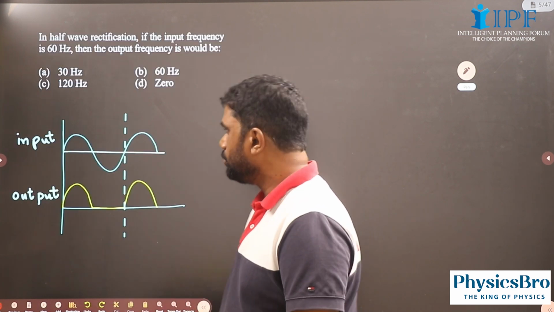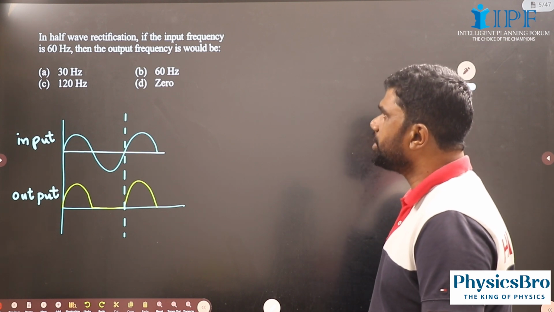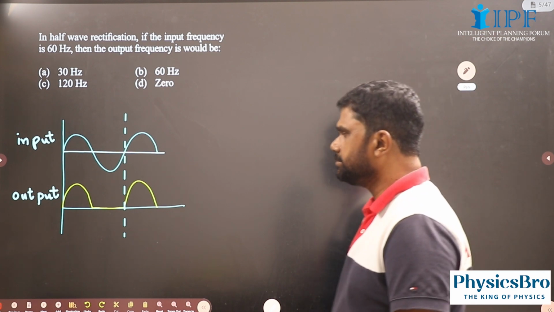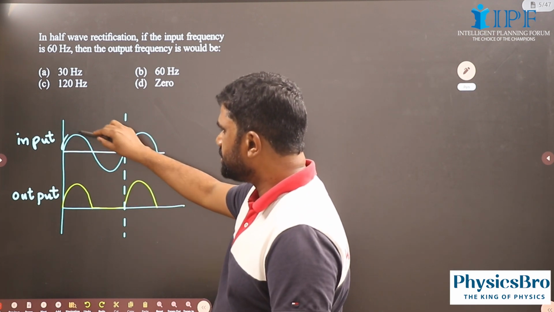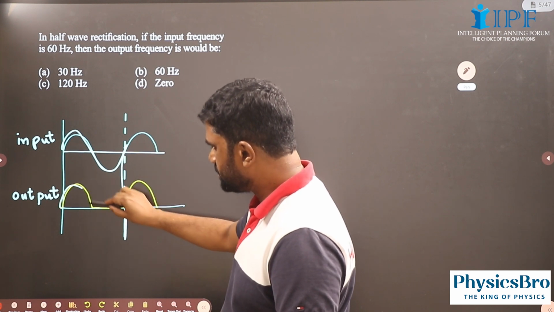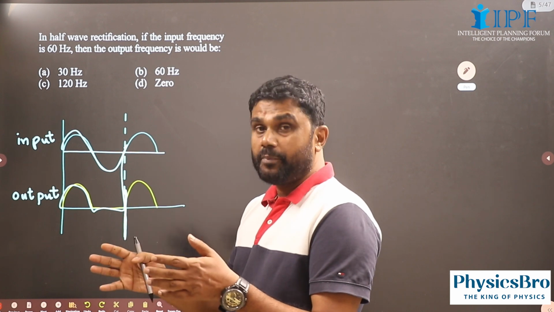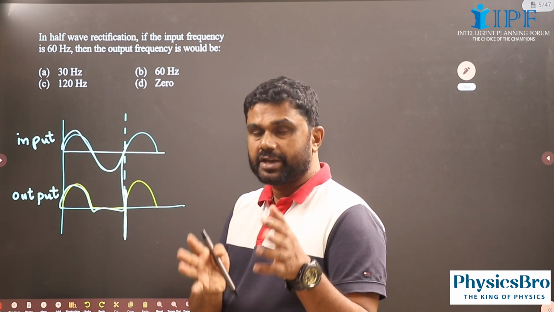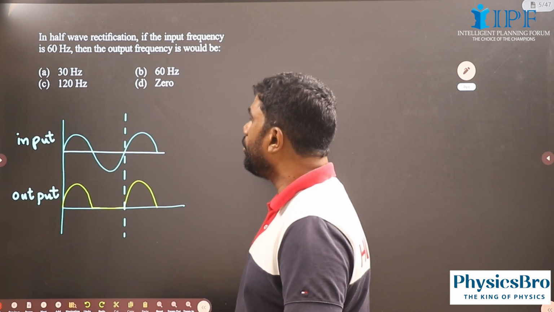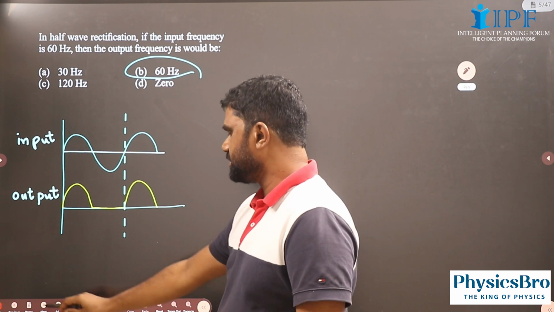Okay. Now see in half wave rectification, if the input frequency is 60 Hz, then the output frequency is also 60 Hz. See in input, this is one cycle, okay, and in output, this much is one cycle. So each time when input makes one cycle, output also makes one cycle in a half wave rectifier. So the frequency of input is 60 Hz, then the output frequency also will be 60 Hz.